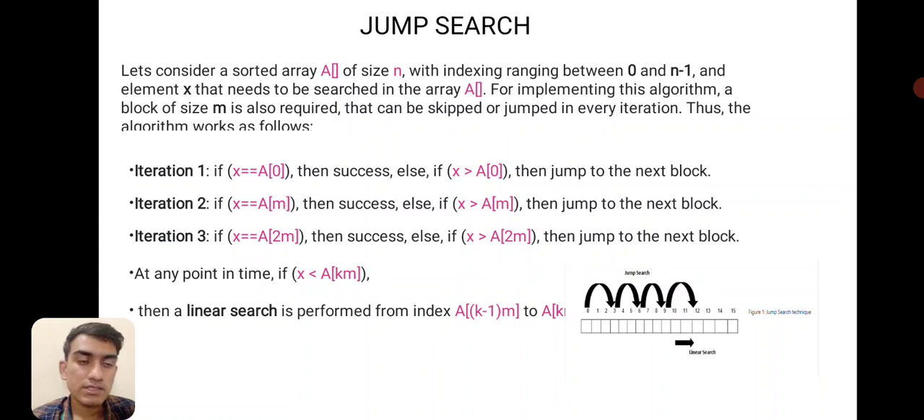First iteration: if x is equal to A[0], then success, else if x is greater than A[0], then jump to the next block. Second iteration: if x is equal to A[m], then success, else if x is greater than A[m], then jump to the next block. Iteration 3: if x is equal to A[2m], then success, else if x is greater than A[2m], then jump to the next block. At any point of time, if x is less than A[km], then a linear search is performed for the indices from A[(k-1)m] to A[km].